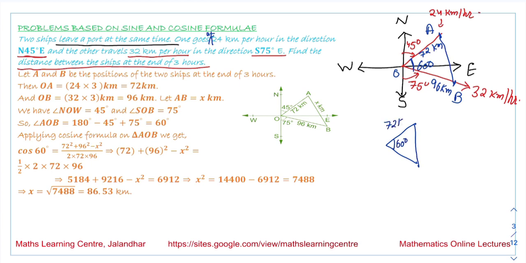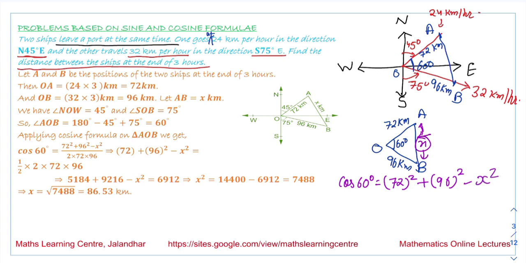This side is 72 kilometers. This is 96 kilometers. This is O, A, B. We have to calculate the length of this third side. So if we use the cosine formula, we have cos 60 degrees equal to (72 square plus 96 square minus x square) divided by 2 into 72 into 96, where we say this value is x kilometers. Cos of 60 degrees is equal to 1 by 2.